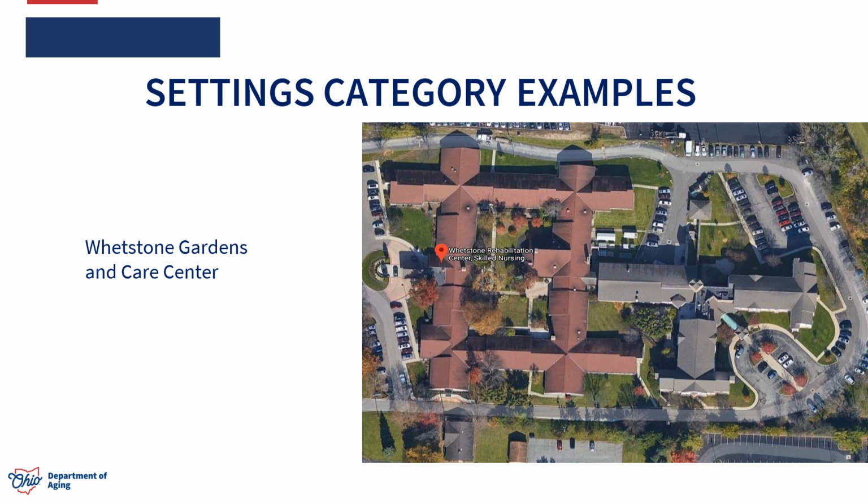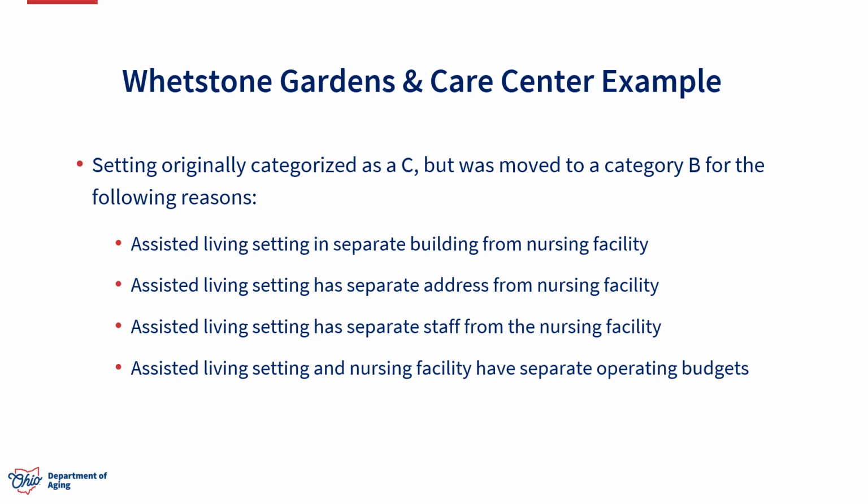It is possible a nursing facility staff member might cover a shift on the AL side, but the staffing is not shared between the two settings. Okay, so recapping why this provider, Whetstone Garden Care Center, was moved to a Category B from a Category C. So as I just mentioned, the AL setting is in a separate building from the nursing facility. The AL setting has a separate address from nursing. The AL setting has separate staff, and the AL setting and nursing facility have separate operating budgets.